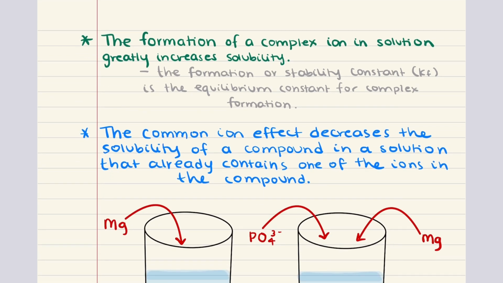Wonderful. Now we can move into our next topic. Our next topic is the common ion effect. This principle explains how the solubility of a compound decreases when one of the ions it produces is already present in the solution.